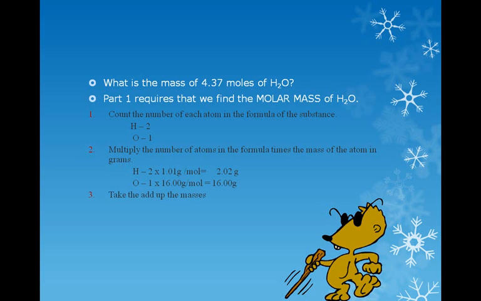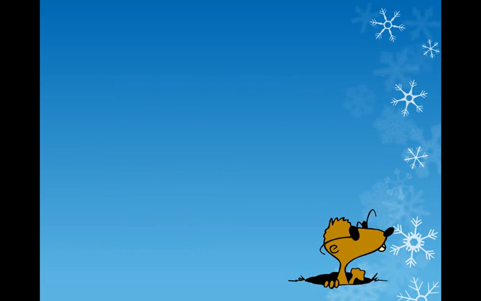Then, of course, we take those masses and add them up. So 2.02 plus 16.00 adds up to be 18.02 grams per mole. So the answer is 18.02 grams per mole. Let's move on to part 2.